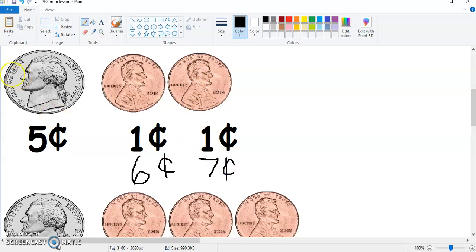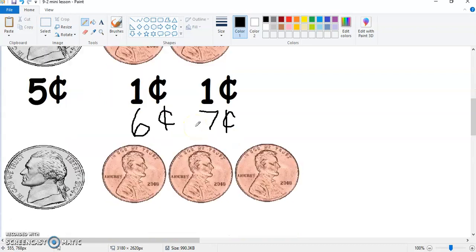So we started with 5. We know this is 5 because it's a nickel, and we just know that a nickel is worth 5 cents. So there's 5. We count on 6, 7. And we only go up by 1 because we know that a penny is worth 1 cent.